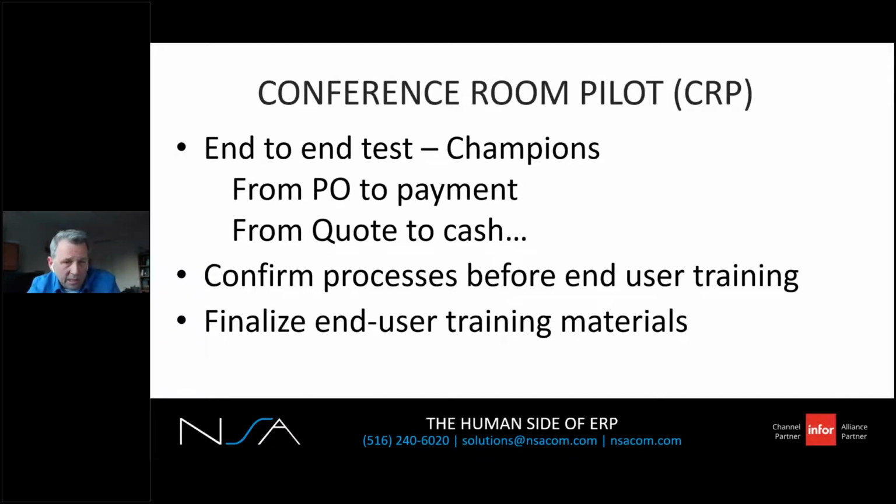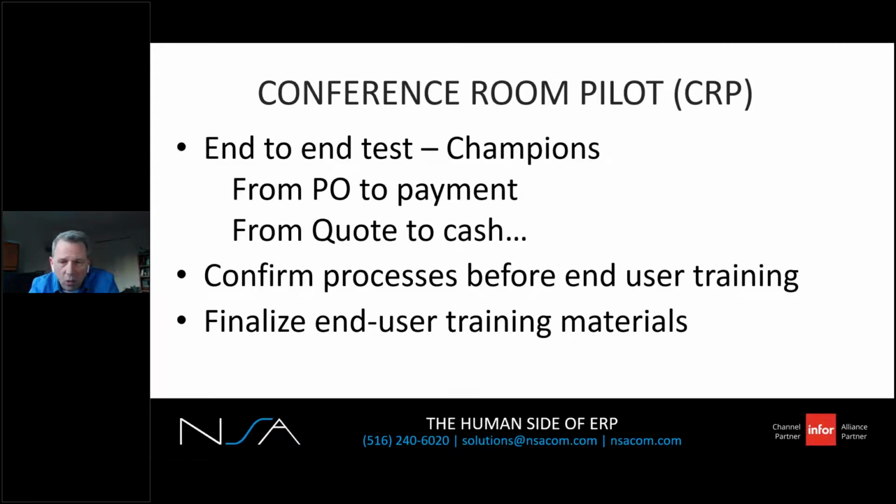The conference room pilot, or the CRP. So you've come a long way. All the parts are in place, but do they flow? Have there been oversights? So this is the process to expose these. So get the functional area champions together in a real or virtual conference room. Take each functional area and test the process from beginning to end. So from PO to payment, from quote to cash.